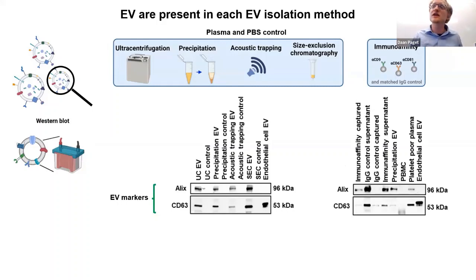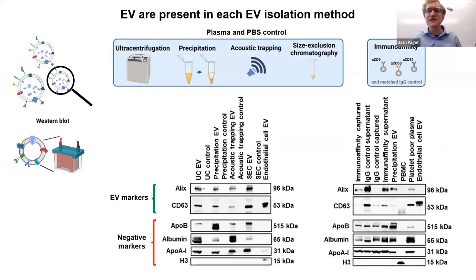Besides looking at extracellular vesicle markers, we then want to look at these common plasma contaminants. We looked at ApoB, albumin, and ApoA1, which are indicative of plasma proteins and lipoproteins. Again, we see that in all isolation methods, even the immunoaffinity capture method, we see this strong contaminant presence, which you can see in the blots here.